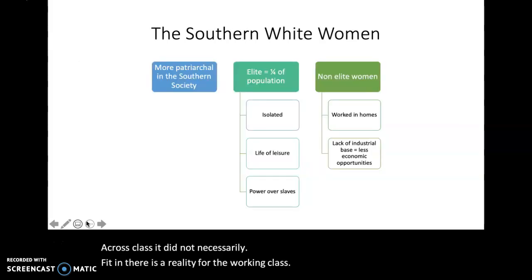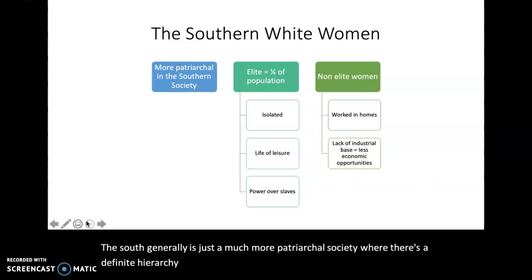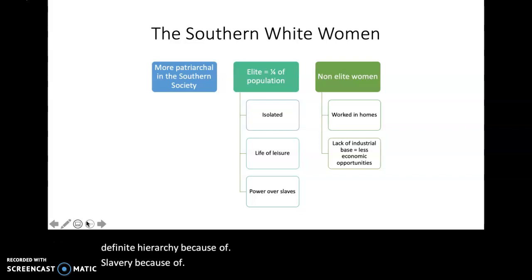Moving on to the South. White women in the South, the South generally is just a much more patriarchal society, where there's a definite hierarchy because of slavery, because of just the kind of Southern honor that the sort of feudal system operates under. So just to know that it's just a much more patriarchal society than even in the North.